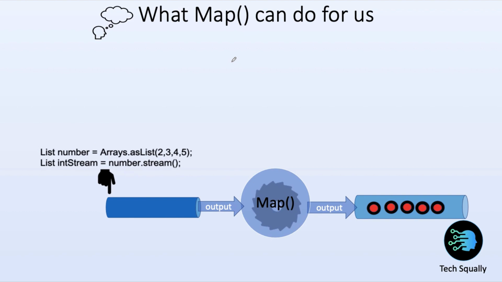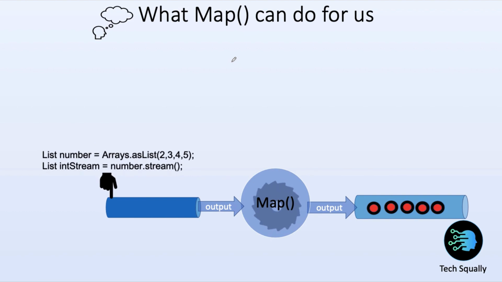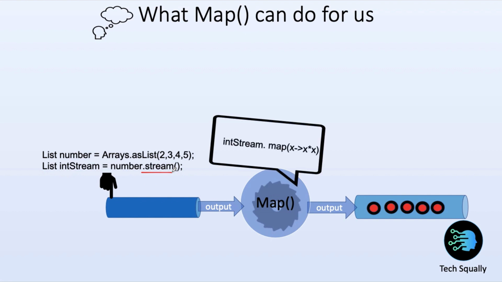Here I have taken an example of an integer list. On that integer list I created a stream, and on that stream I applied the map method. The map method takes a function. So I provided a function which squares each value, and as a result it is producing another stream with the squared value of each source list element.